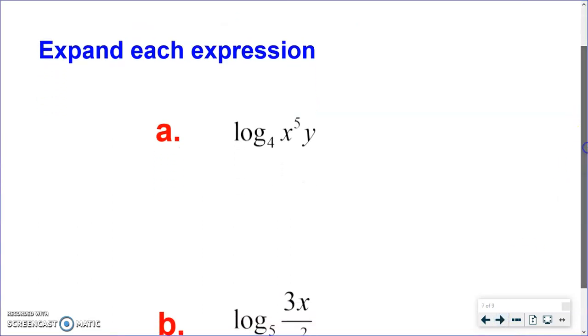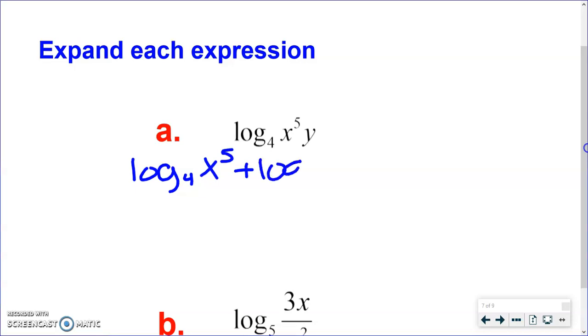We're going to get into some bigger examples here. Log base 4 of x to the 5th times y. So we have two things being multiplied together and an exponent. We almost have to go in backwards PEMDAS. So we have to separate out our multiplication before we can move our exponent. We can't just move the exponent when we want to. So we're going to separate the multiplication first. So log base 4 of x to the 5th plus log base 4 of y.